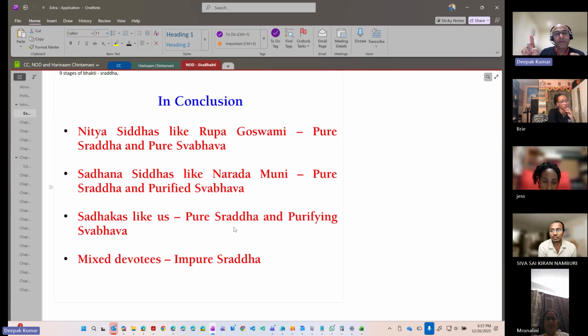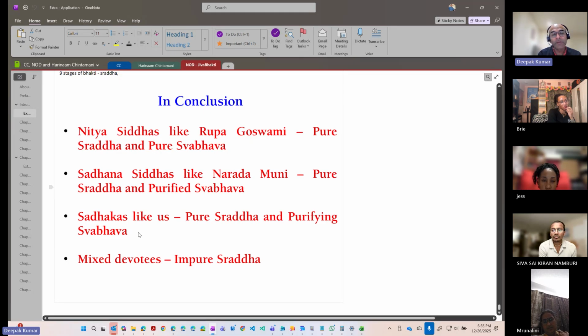Okay, check. But my Swabhava is a problem. I have still some anartha. Sometimes some other desire comes. So my nature is going through a purifying process right now. I'm getting purified. Okay, so this is the category most of the devotees fall into, and I'm not saying all, because again, the pure Shraddha is something everybody has to go and check. But most will fall into this category.